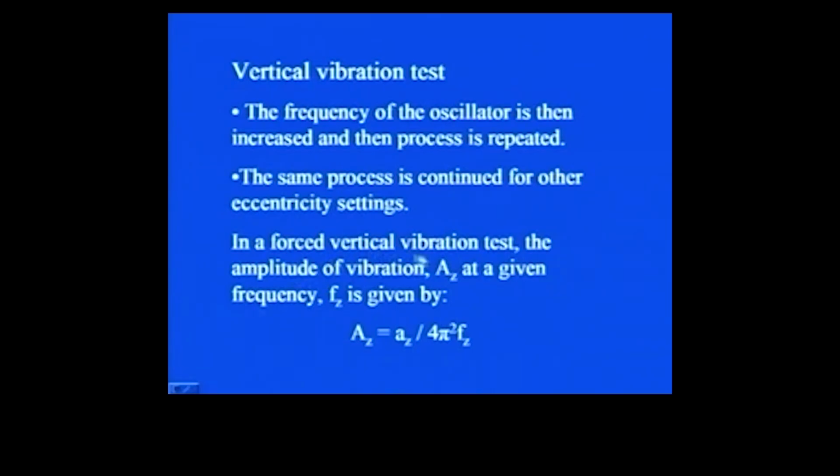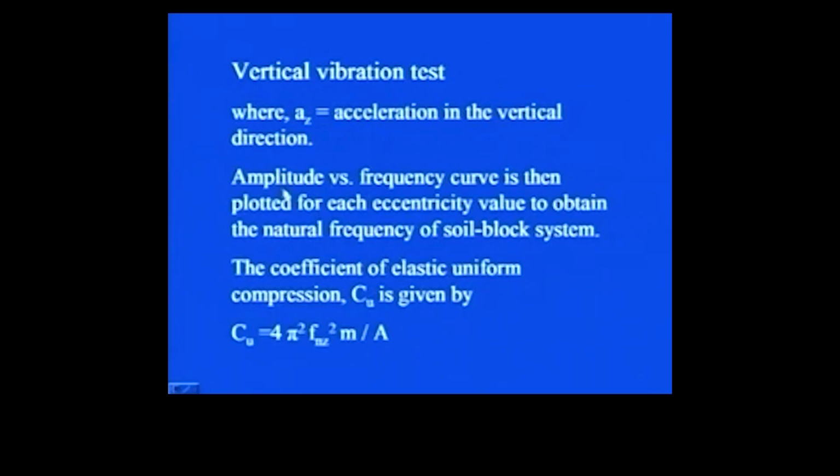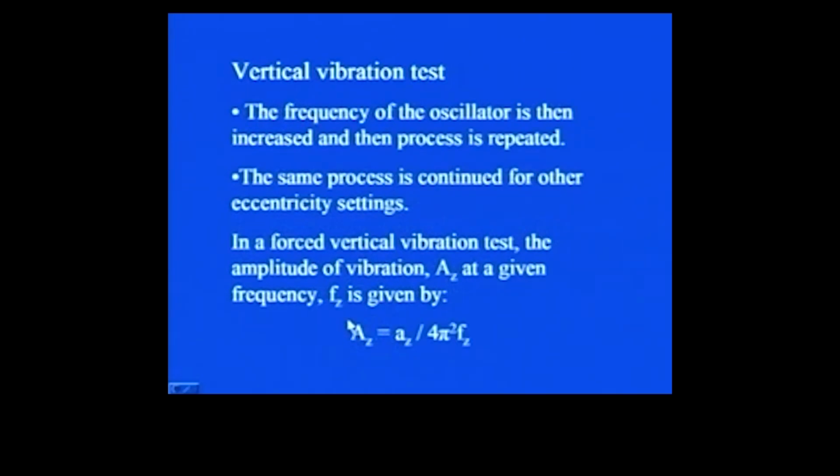In a forced vertical vibration test, the amplitude of vibration Az at a given frequency Fz is given by Az is equal to small az divided by 4 pi square Fz, where small az is the acceleration in the vertical direction. You see, you were recording the response of the acceleration pickups. That is how you will be able to get this acceleration in the vertical direction. Then once you know this, you can get the amplitude.